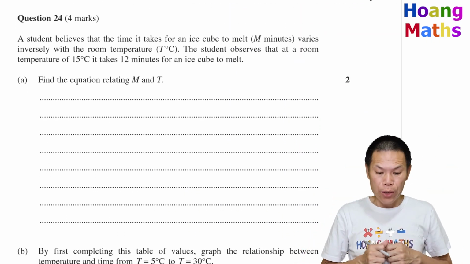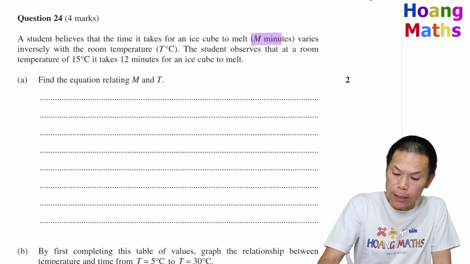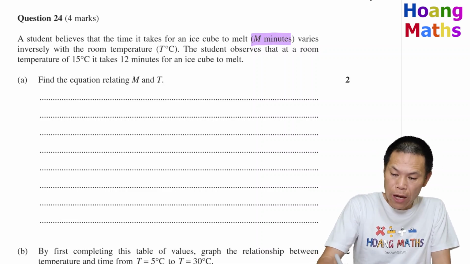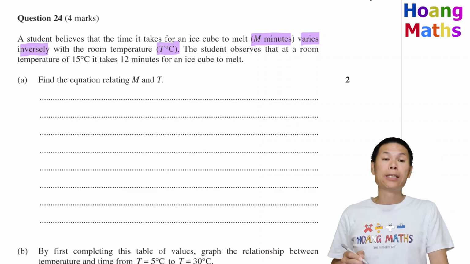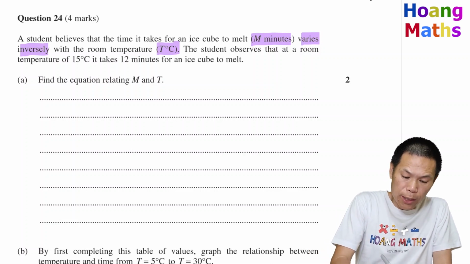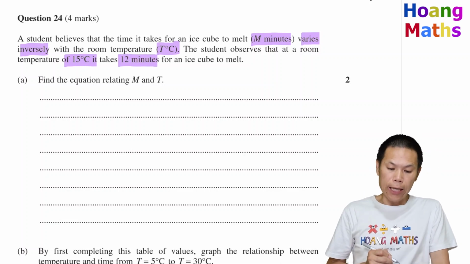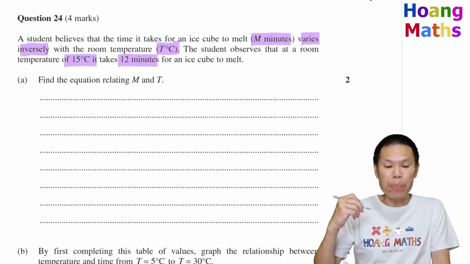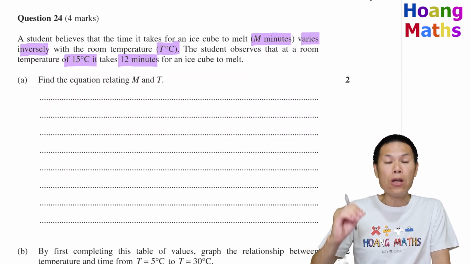Question 24. So we know that an ice cube takes m minutes to melt. So time is m. And we know that it varies inversely with the room temperature, that is T degrees Celsius. And we know that when T is 15, m is 12 minutes. Okay, so keep that in mind. So we need to find the equation relating m and T.